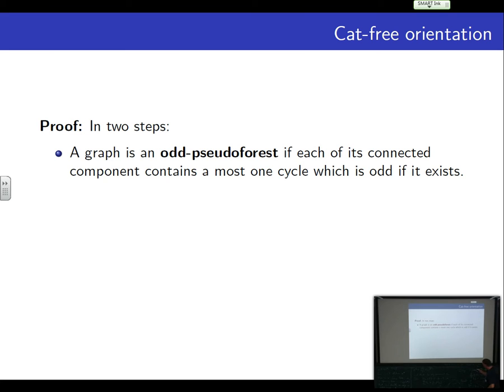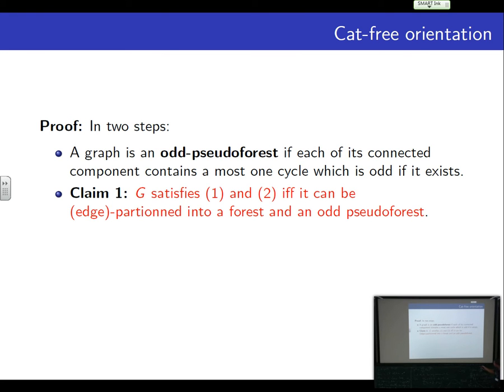And it can be shown, or I'll just sketch very briefly the other way. So now we first introduce a new notion. A graph is an odd pseudo-forest if, whenever I have a cycle in a component, I have precisely one cycle, and the cycle is odd. It's not really a tree, but we call it an odd pseudo-forest. And we claim the following, which is part of the proof: if you satisfy these two conditions, at most two times the size of the subgraph minus one edges inside, and if it's bipartite, one less, then this happens if and only if you can two-color the edges, so that one of the colors is a forest, and the other one is an odd pseudo-forest.